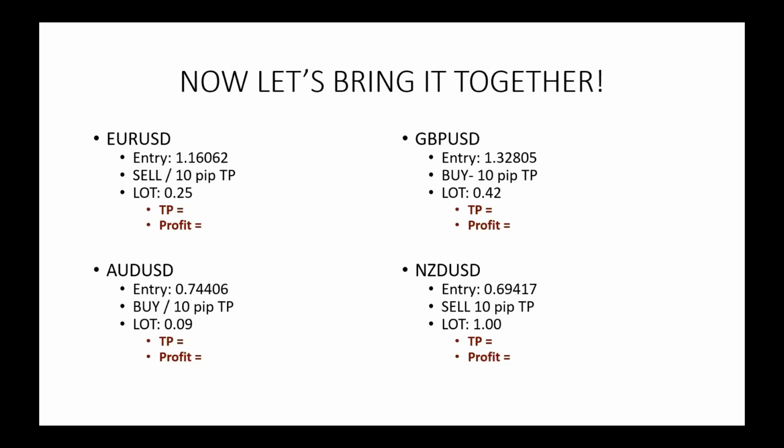Okay, NZD USD. The entry is going to be 0.69417. We're going to sell it for 10 pips. Our lot size is going to be 1. What's your take profit and how much money are you going to make when it closes? The take profit is 0.69317, and our profit would be $100.